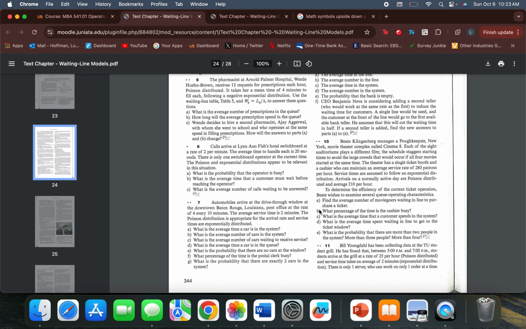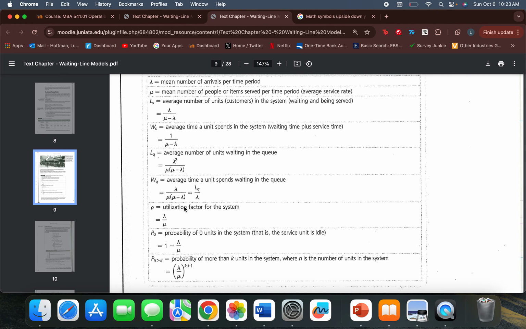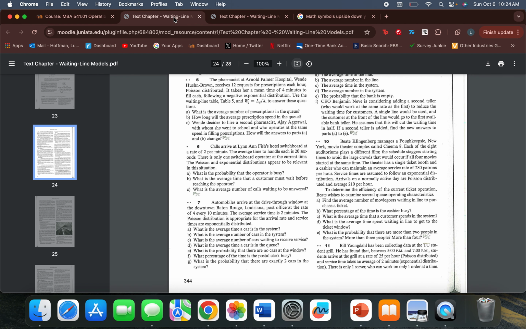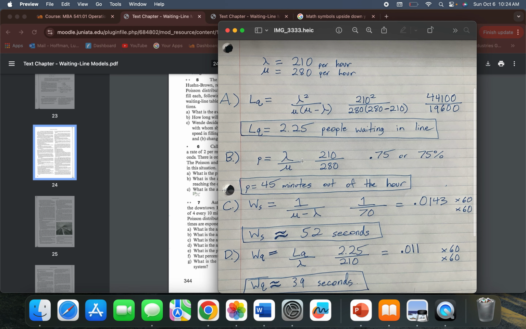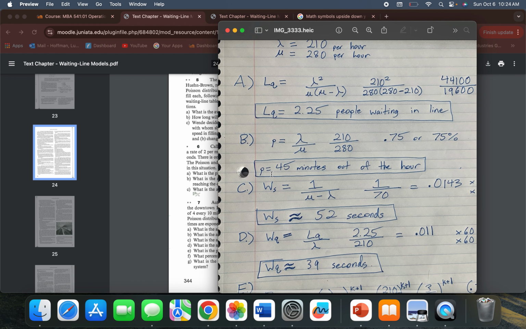Next up, we've got B. What percentage of time is the cashier busy? That's the utilization factor for the system, another way of saying that. It's a pretty simple formula: lambda over epsilon. So 210 over 280 is 0.75 or 75%. 75% of an hour is 45 minutes out of the hour that the clerk is going to be busy selling tickets.